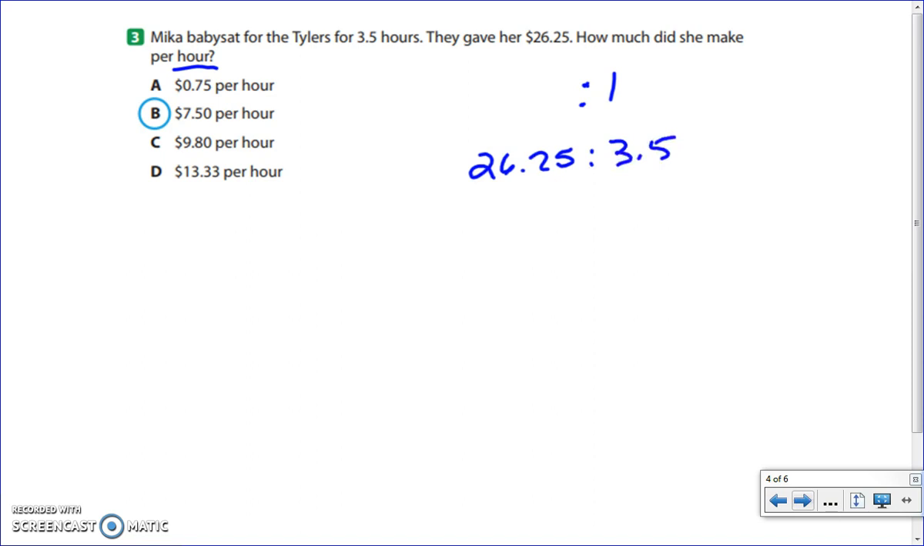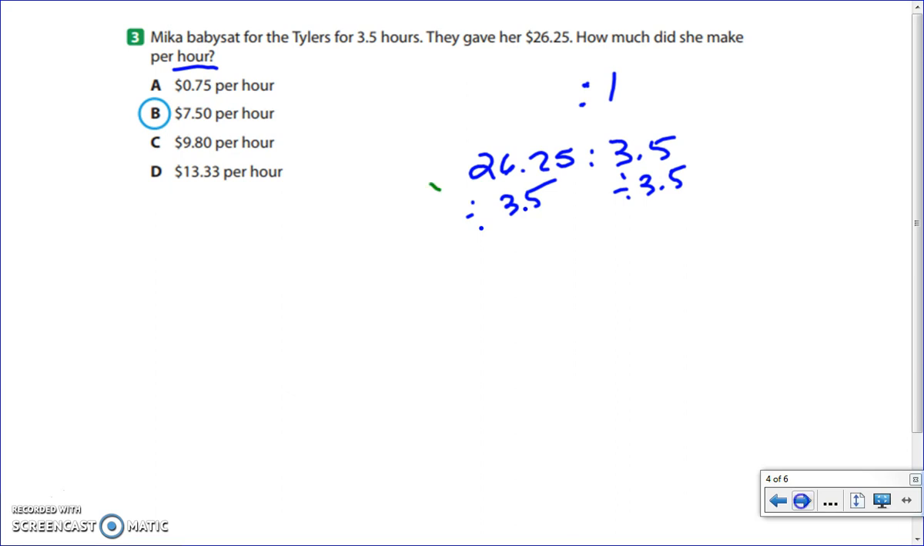And so if I thought of it as a unit rate, I would know to divide by 3.5, which is something that we talked about. Now we're just putting decimals in the mix. So really, if she made a certain amount of money, you divide that by how much time she worked for, and you can figure out how much she made per one. And so that's what we're really going to do.